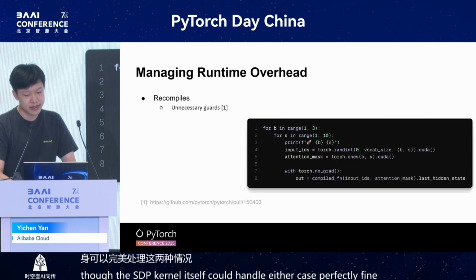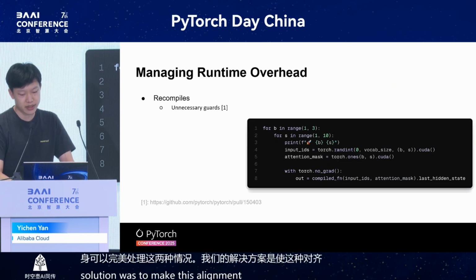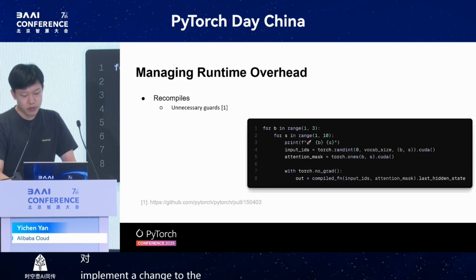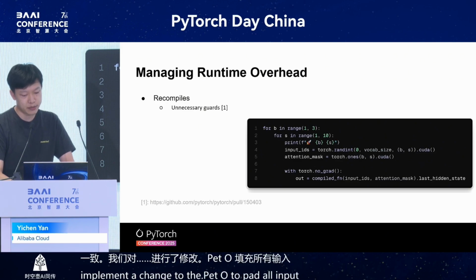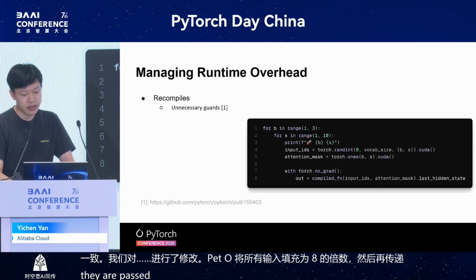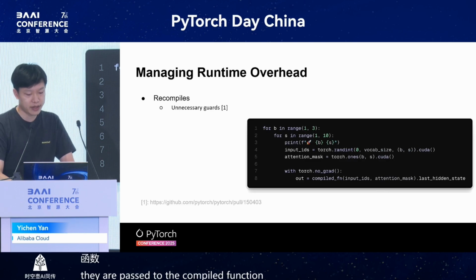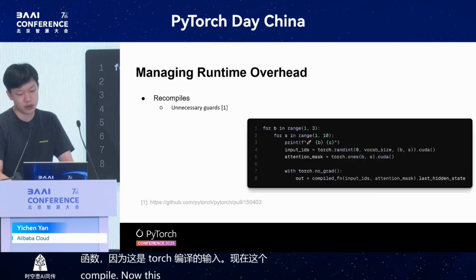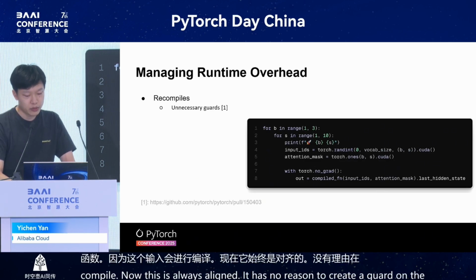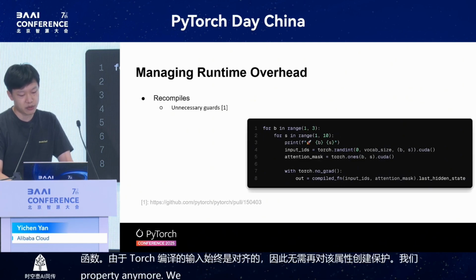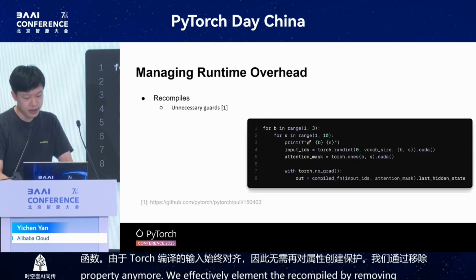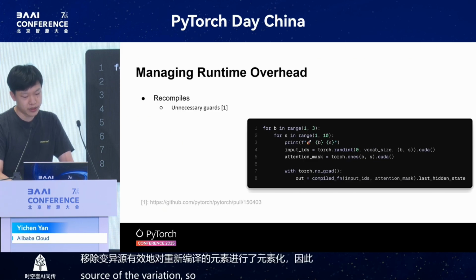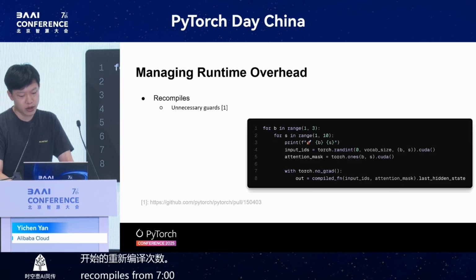Our solution was to make this alignment property consistent. We implemented a change to pad all inputs to a multiple of 8 before they are passed to the compiled function. Because the inputs that torch.compile now sees are always aligned, it has no reason to create a guard on the property anymore. We effectively eliminate the recompiles by removing the source of the variation. So this patch has reduced the recompiles from 7 to 3 in our benchmarks.